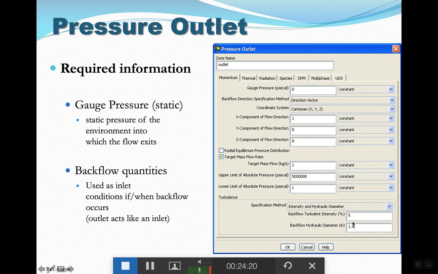So remember, at the backflow, you provide the information that you think is appropriate. For example, if it is a pipe exiting to the atmosphere outside, the backflow pressure would be 0, the gauge pressure would be 0. As long as you provide some sort of educated information for the backflow quantities, that would be fine.